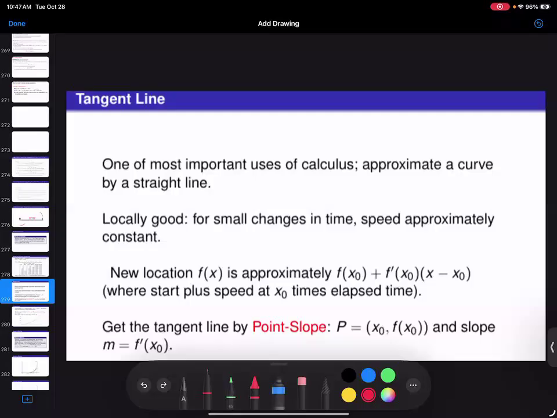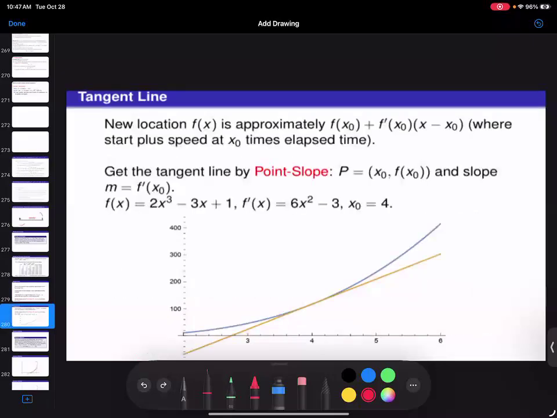And so basically the new location f of x is the old location f of x naught plus the instantaneous speed f prime of x naught times the elapsed time x minus x naught. And so we can get a really good equation. We can get this by using the point slope form. So we have the point that's on the curve, x naught, f of x naught, and the slope is just f prime of x naught. So this is hopefully something that was covered in your calculus class, that we can approximate functions with straight lines.